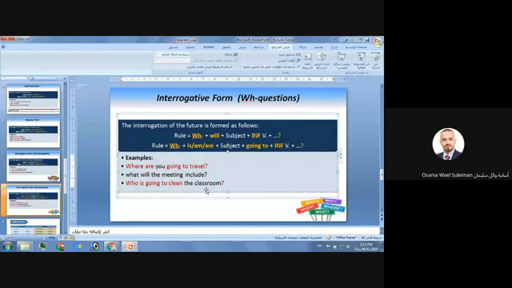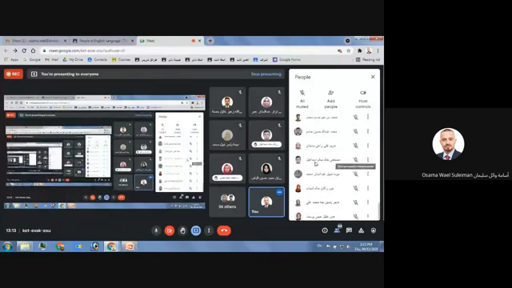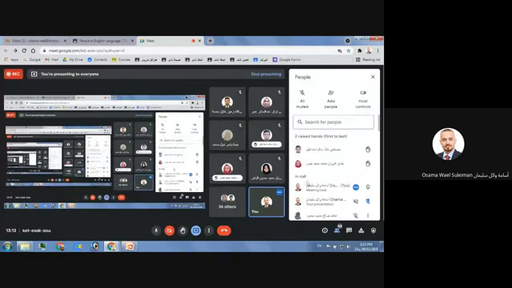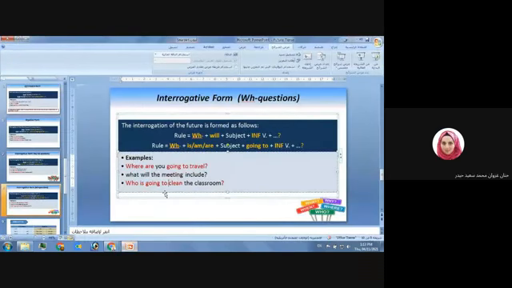Who is going to clean the classroom? Yes, finally someone else. Hanan, yes. My sister is going to clean the classroom.